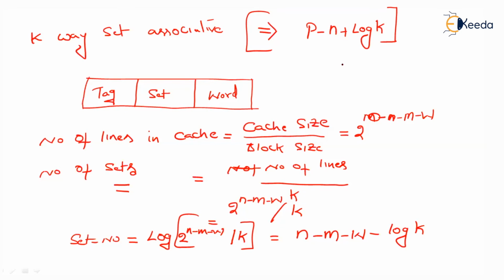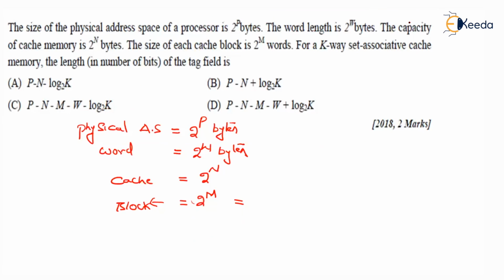P minus n plus log k is the correct answer. This is for the tag. If you want to get the tag, it is the total physical address bits minus n plus log k. So this is the correct answer: p minus n plus log 2 k, B is the correct option.